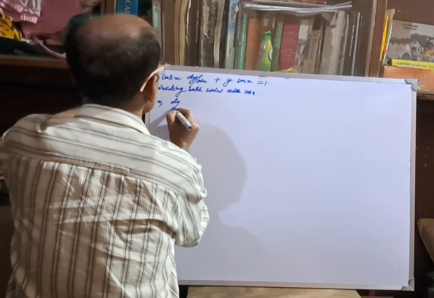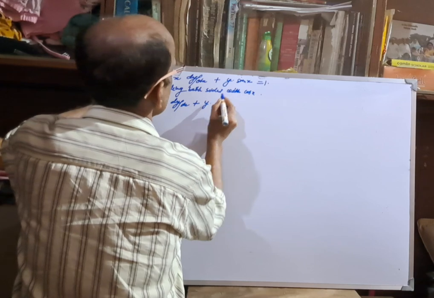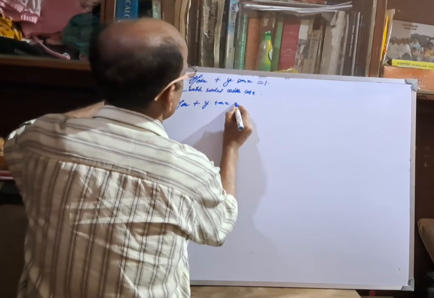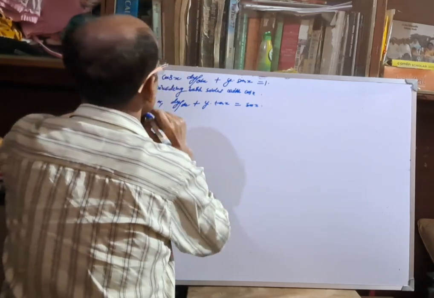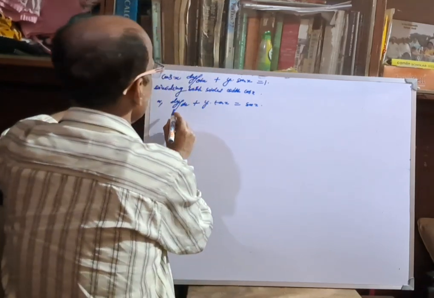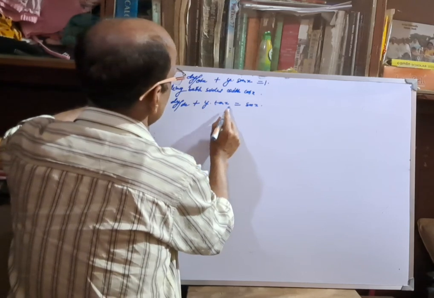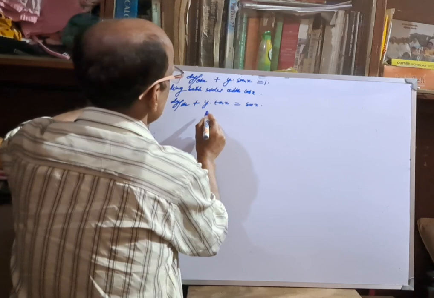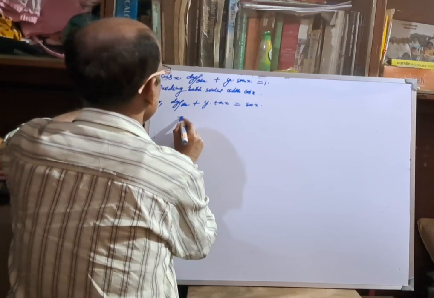So what we have here: dy by dx plus y sin x by cos x, it becomes tan x, and 1 by cos x becomes sec x. Okay. And now it is in the form of the linear differential equation of the first order. So what we shall do here, we shall find the integrating factor.